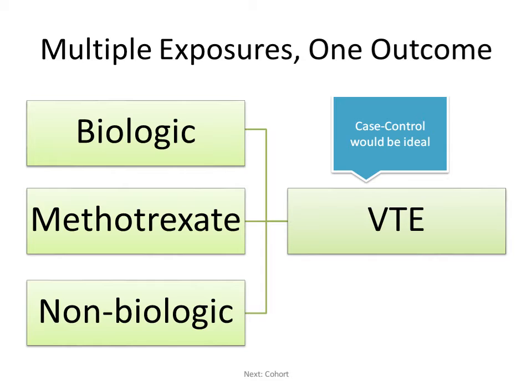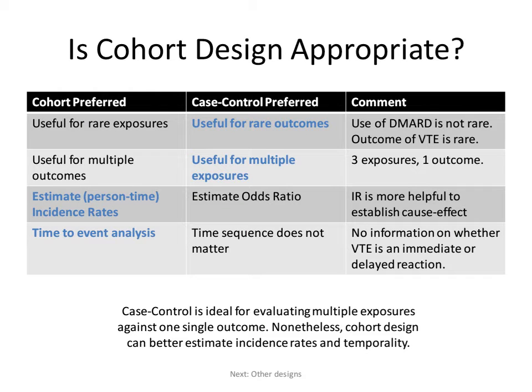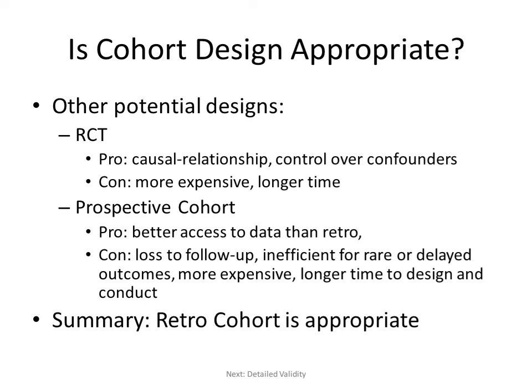Having 3 exposures and 1 outcome, case control would have been first choice. But is cohort design still appropriate? Let's look at the pros and cons of each design. Case control would be a good choice since exposure to DMARD is common, outcome of VTE is rare, and there are multiple exposures, only 1 outcome. However, a cohort design can compare incidence rates and temporality. Other choices include RCT and prospective cohort designs, which improve the quality of data at the cost of time and money. Therefore, retrospective cohort reaches an acceptable balance.